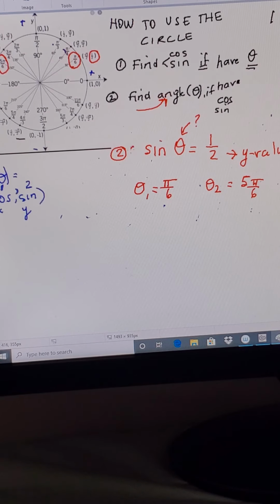Okay, so let's do another example. The cosine of this angle is negative square root of 2 over 2. Okay, so cosine is now x. It's an x value and it's negative. So you should try to prepare yourself. Negative x values will be on the negative side, right, of the x-axis.